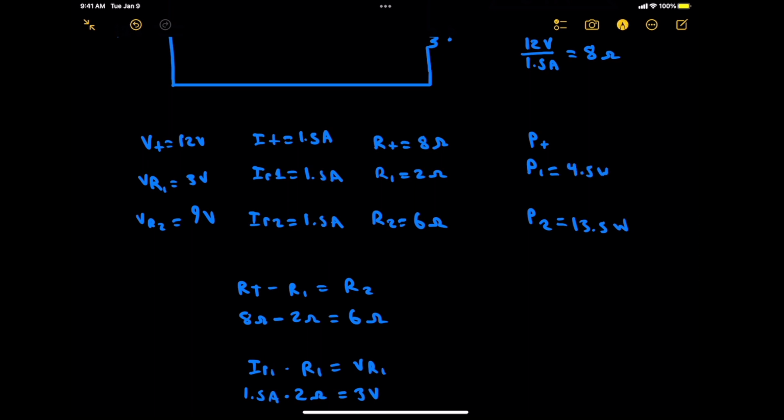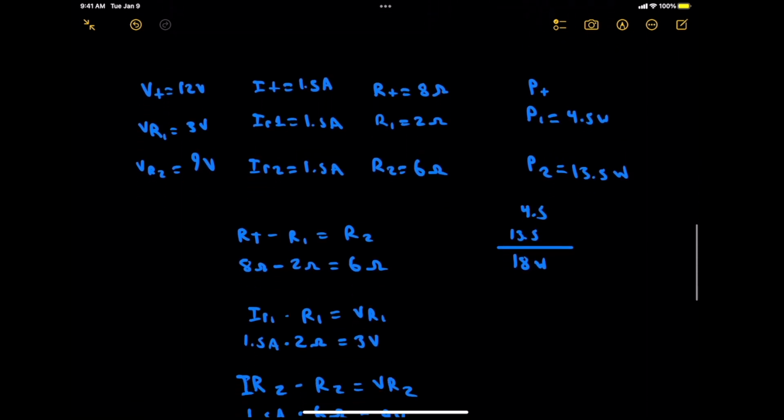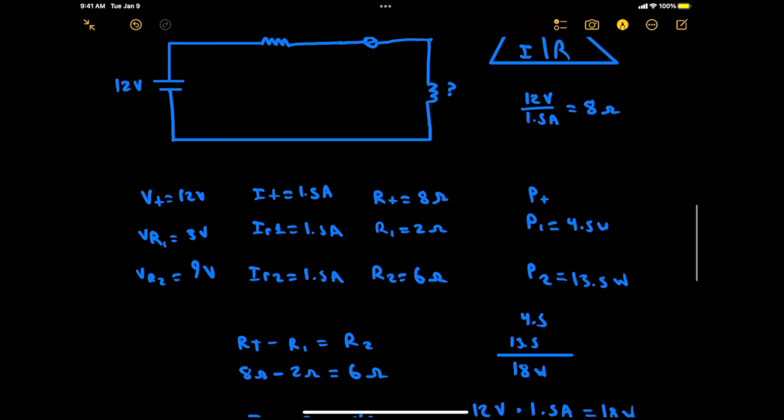So let's make a prediction on what PT is going to be. By adding 4.5 and 13.5, we're going to get 18 watts. So this is what I predict our power is going to be. But let's just do it the right way and take our 12 volts, which is VT, times 1.5 amps, which is IT, and see what that's equal to. It is indeed equal to 18 watts. So we are done here.